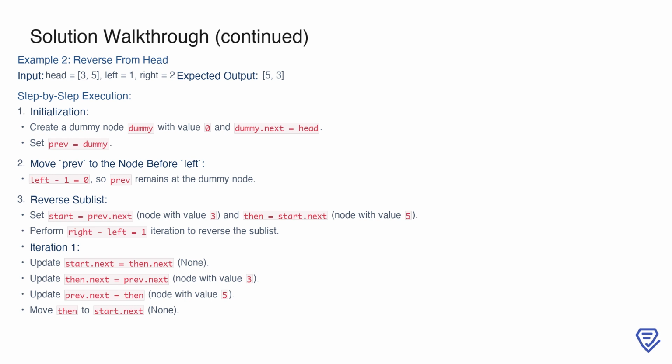During this iteration, we update start.next to skip then and point to then.next, which is none. Then.next is updated to point to previous.next, effectively inserting it at the beginning of the reversed portion. Finally, previous.next is updated to point to then, and we move then to start.next, which is now none. The resulting list after this operation is 5, 3.